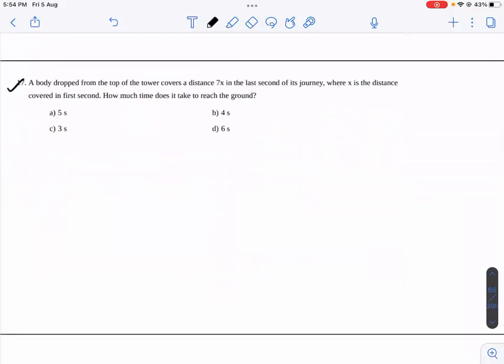This one you can try. There is an object that is dropped from the top of a tower, covers a distance of 7x in the last second of its journey, where x is the distance covered by it in the first second. How much time does it take for the object to reach the ground? Can you guys try this? I'll give you the hint.